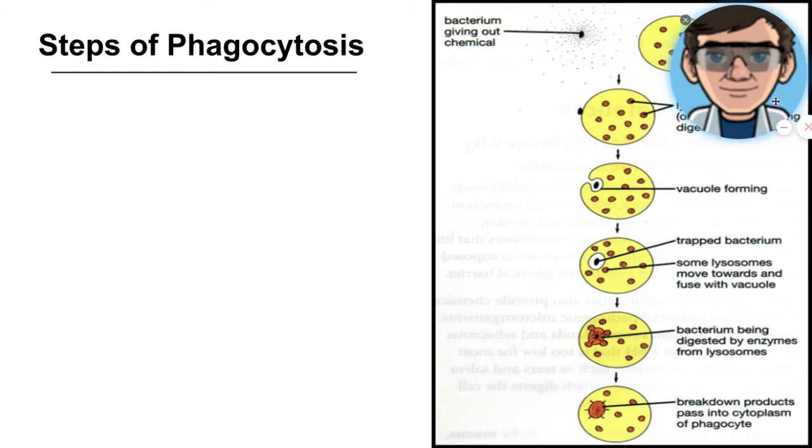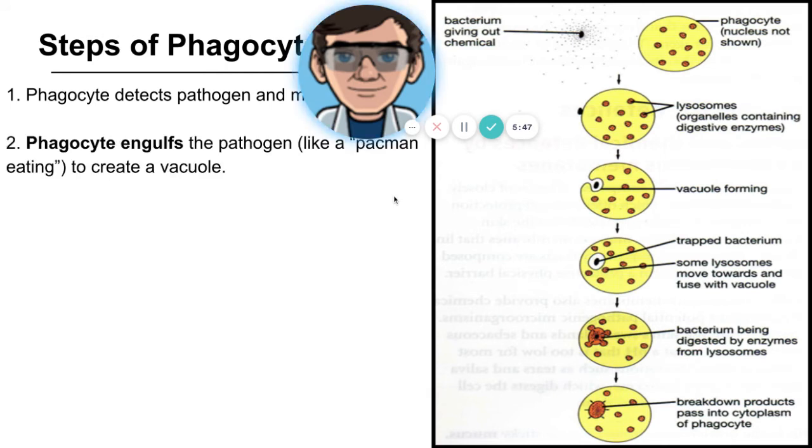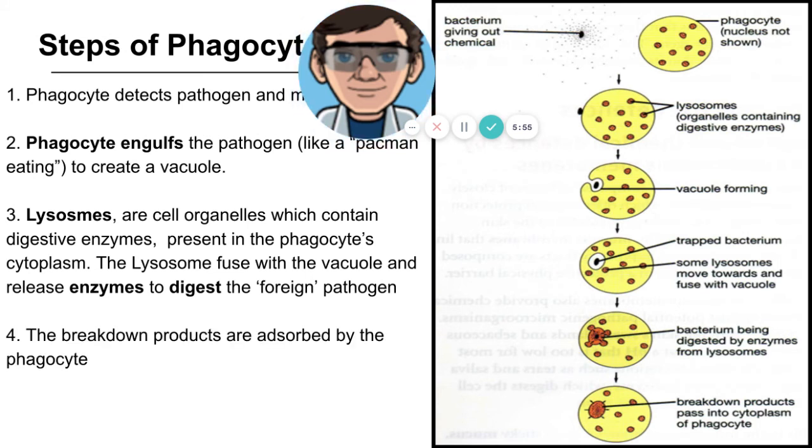And this process on the left takes you through this. The bacteria is giving out a chemical, it's engulfed into the phagocyte, a vacuole forms around it, and then the lysosomes move towards that. They release the digestive enzymes into that vacuole, and the pathogen is destroyed.